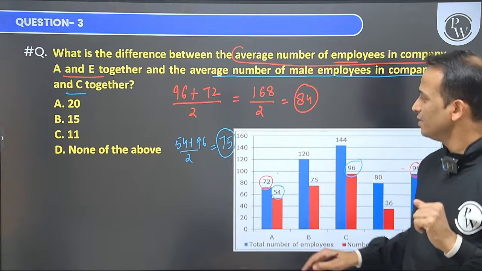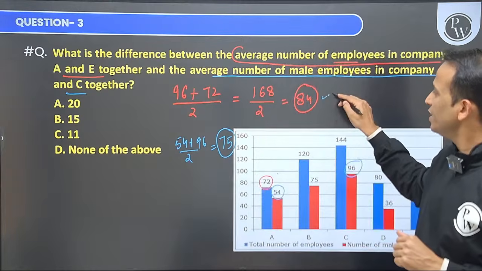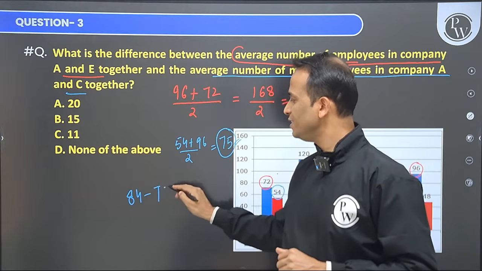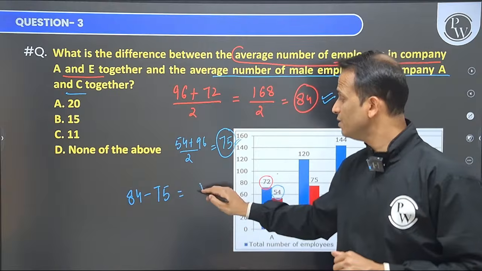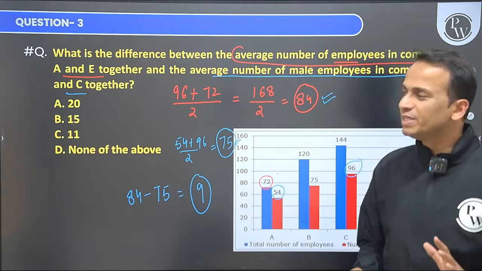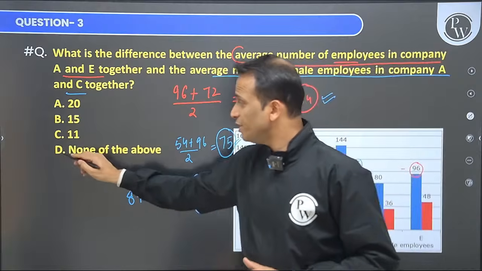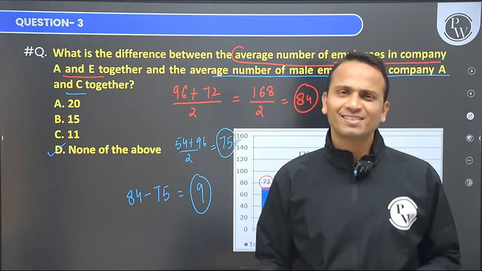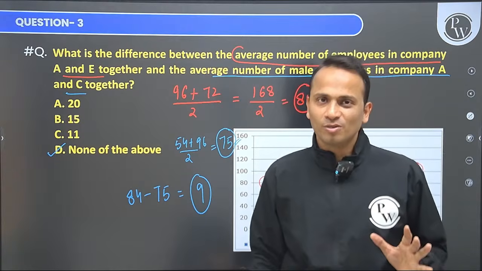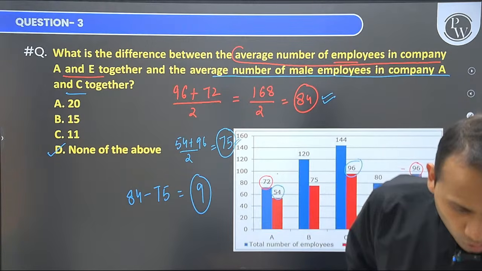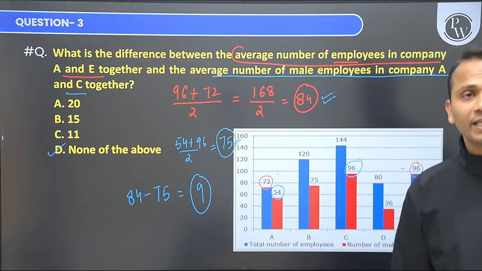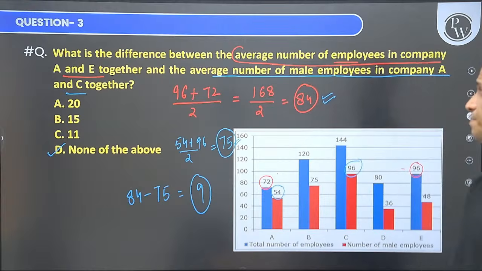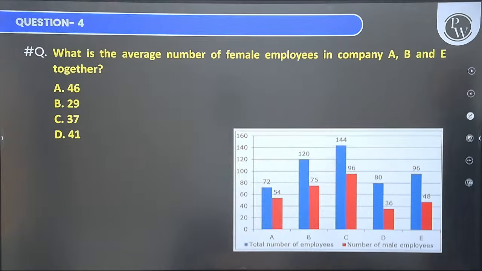All right, fine. Now I'll have to find out the difference between 84 and 75. So 84 minus 75, that comes out to be 9. So 9 should be the correct answer of this question. So even if you have got none of the above, but you're not getting 9 as the answer, today I'll consider your answer as wrong. Okay, fine. So 9 should be the correct answer of this question. None of the above. Yes, option D is correct. Okay, fine. Let's go ahead.